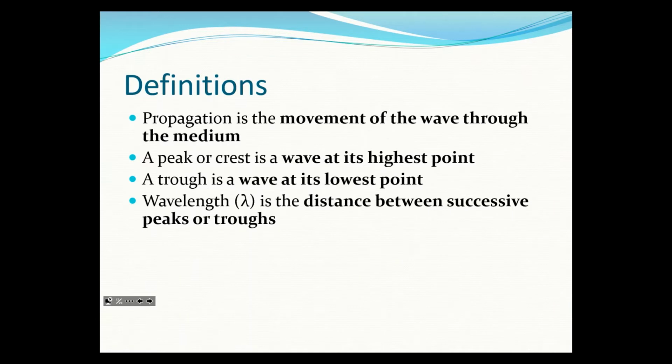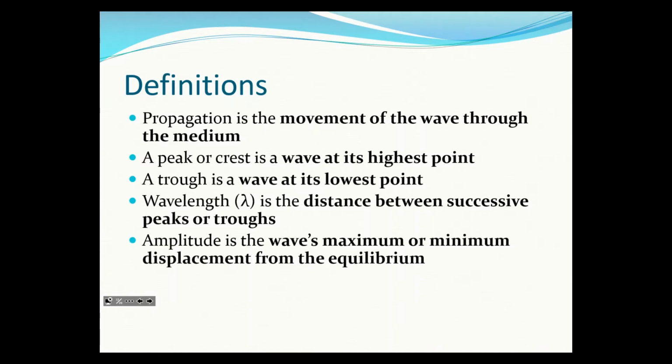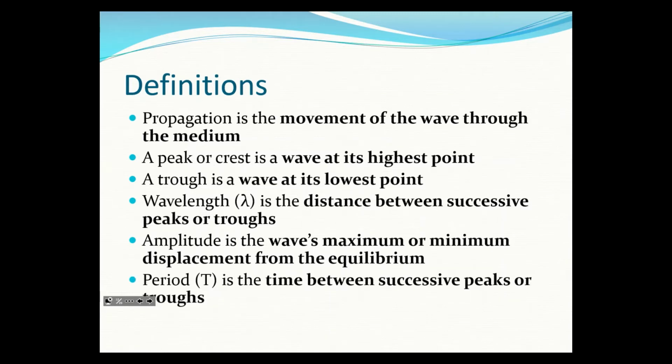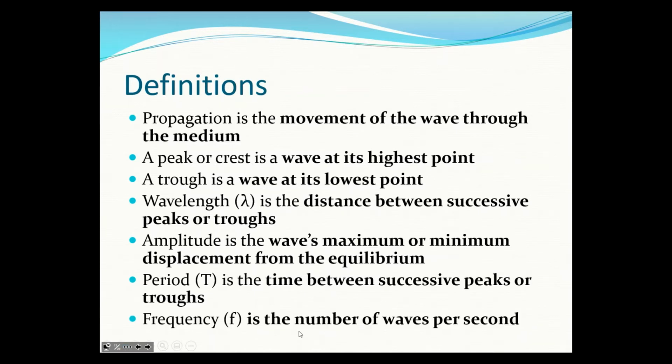Wavelength is the distance between peaks or troughs, how long it takes for the wave to repeat itself. Amplitude is a maximum or minimum displacement from the equilibrium. Period is the time between successive peaks or troughs. And frequency is the number of waves per second. Okay, so these are all terms that you need to know. I'm going to draw these on the next slide.